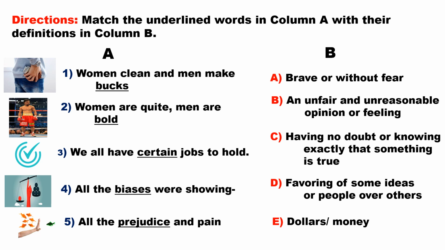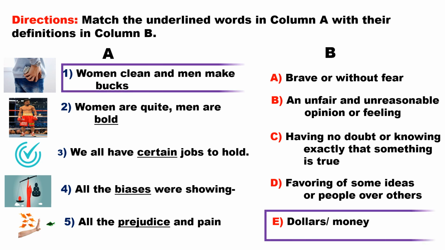Number 5. All the prejudice and pain. What do you mean by prejudice? A. Brave or without fear. B. An unfair and unreasonable opinion or feeling. C. Having no doubt or knowing exactly that something is true. D. Favoring of some ideas or people over others. Letter A. Dollars or money. Okay, do you have now the answers from 1 to 5? Let us now check your answers.